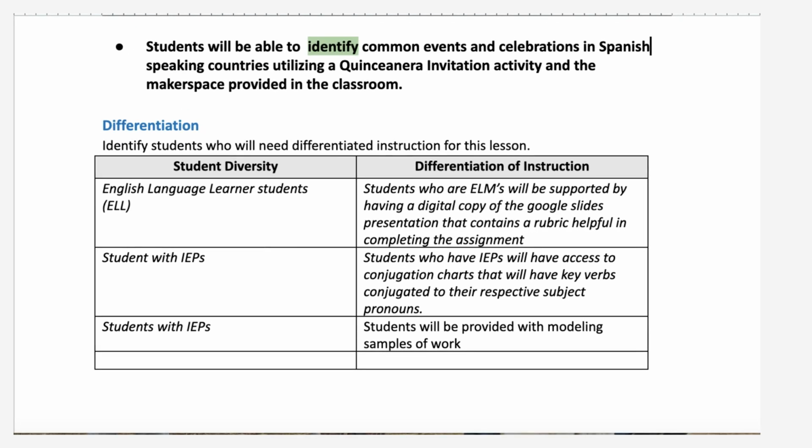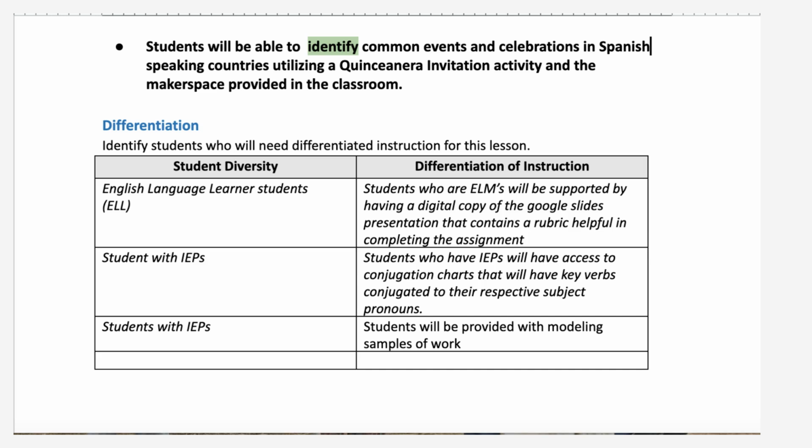Let's look at the specific objective that we want our students to be able to complete. And it is that students will be able to identify common events and celebrations in Spanish-speaking countries utilizing a quinceañera invitation activity and the makerspace provided within the classroom.